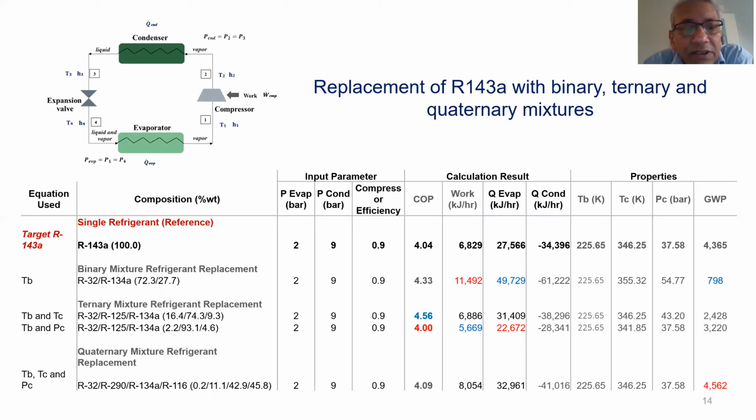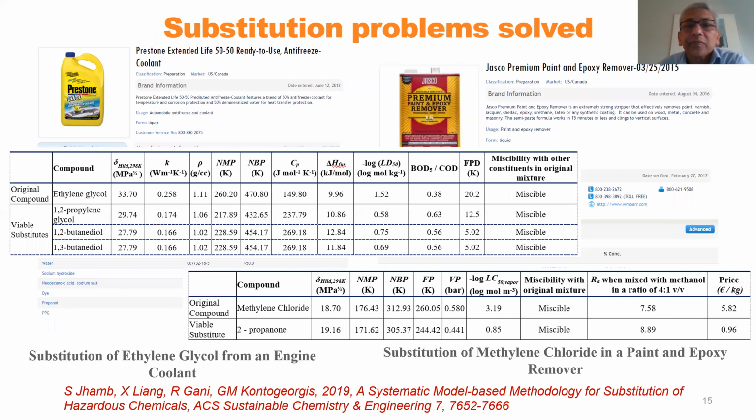What you can see is that we can find some nice candidates for binary and ternary mixtures that satisfy the requirements. This is not optimized in any way, but it's just highlighting how it can be solved. And here both the product and the process are being designed. We are finding the mixture, and at the same time, we are doing the process simulation.